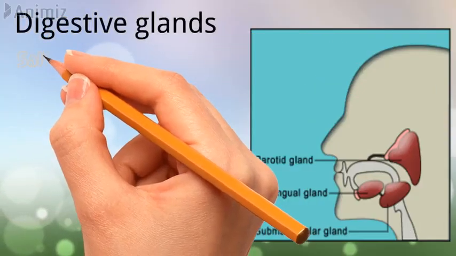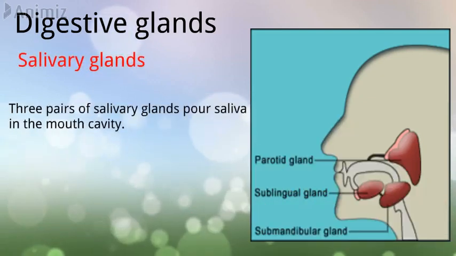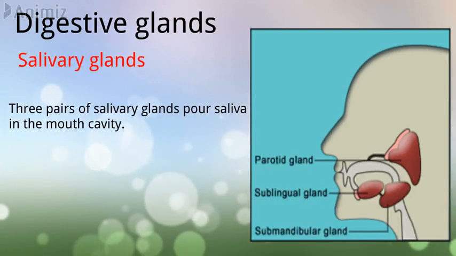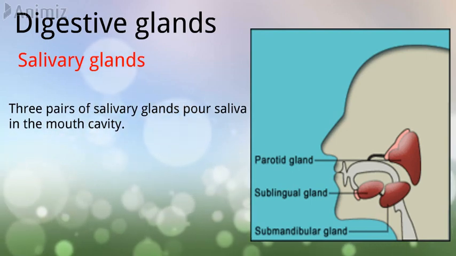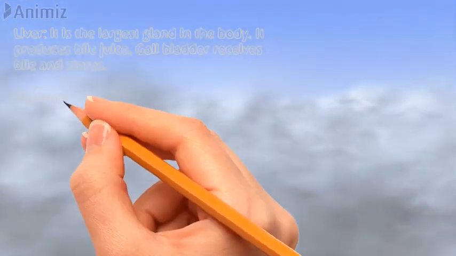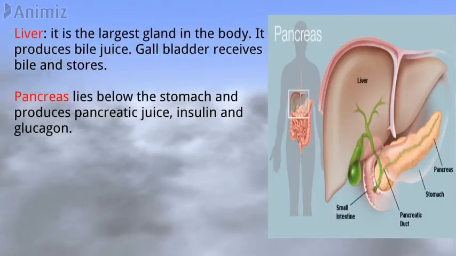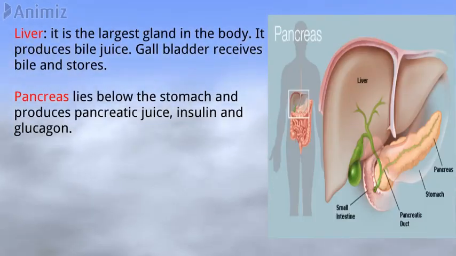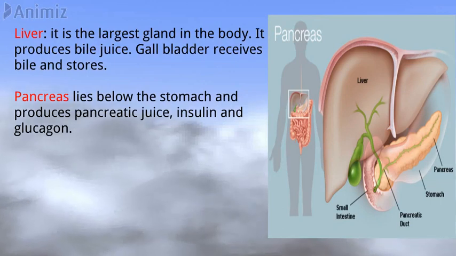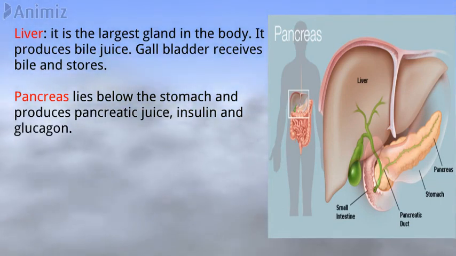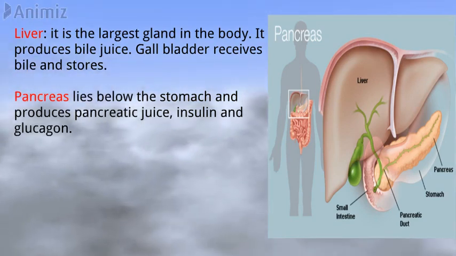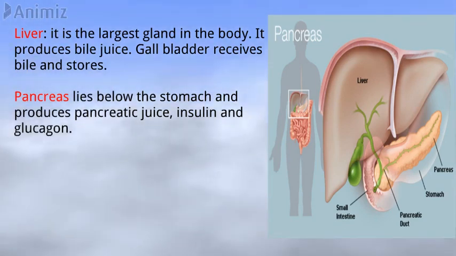Now let us discuss about the digestive glands. The first is salivary glands. Three pairs of salivary glands pour saliva in the mouth cavity. And next is liver. It is the largest gland in the body. It produces the bile juice that gets stored in the gallbladder. Pancreas lies just below the stomach and produces pancreatic juice, insulin, and glucagon.